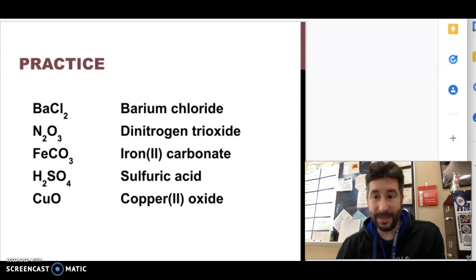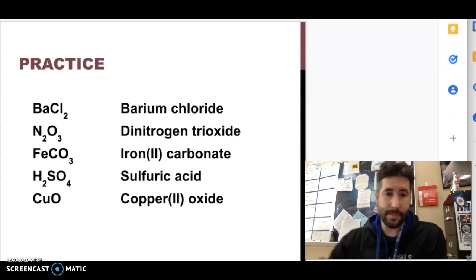Next one starts with H, and so that's going to be an acid. The anion is sulfate, and so "I ate too much." Sulfuric acid is the name that goes with the ic ending, which goes with ate. And then we've got CuO. Copper is a metal. Oxygen's a nonmetal, so it's ionic. Oxygen again is a 2-, which means the atom of copper must give away 2 electrons, so it's copper(II) oxide.